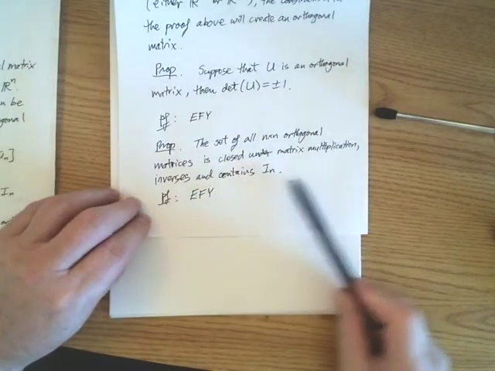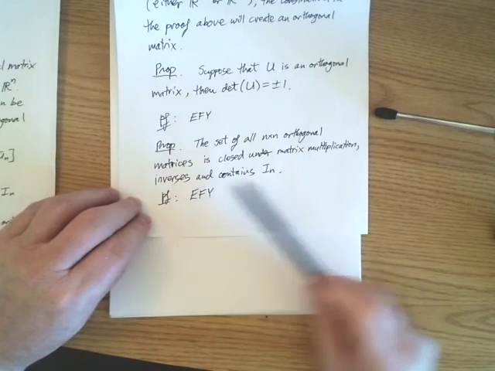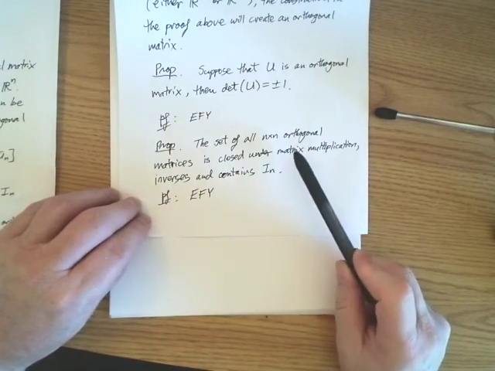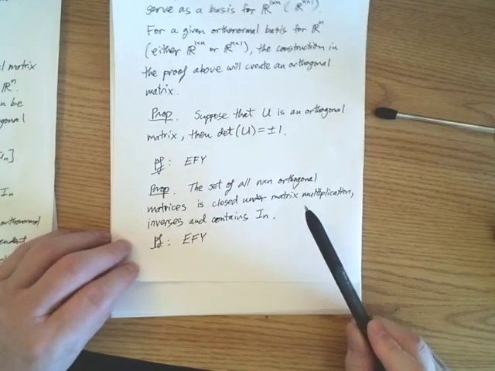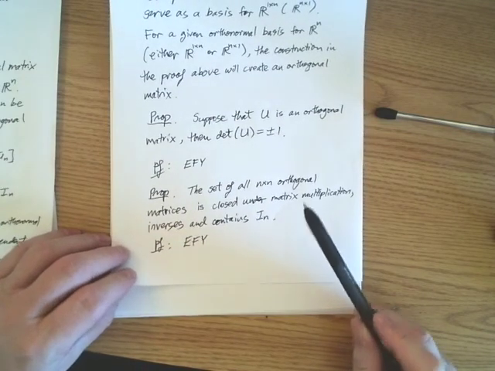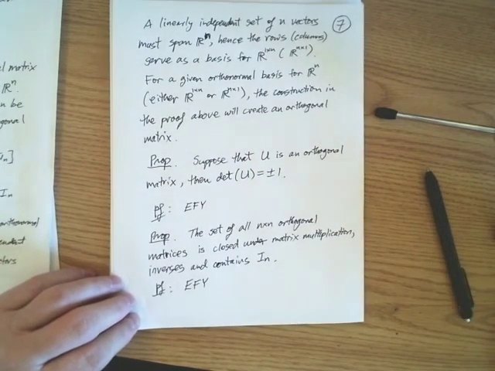By the way, in the parlance of mathematics, this proposition says that the n by n orthogonal matrices form a multiplicative group, a type of algebraic structure. You should be able to do those problems I've assigned now.